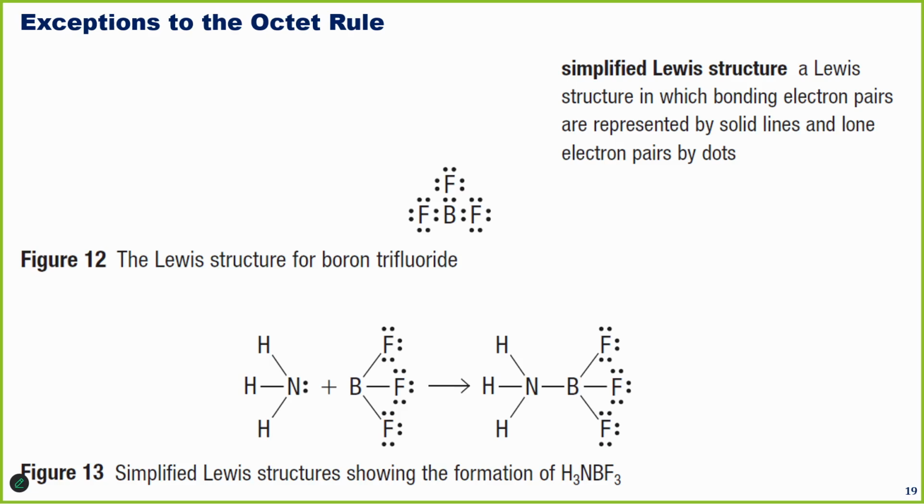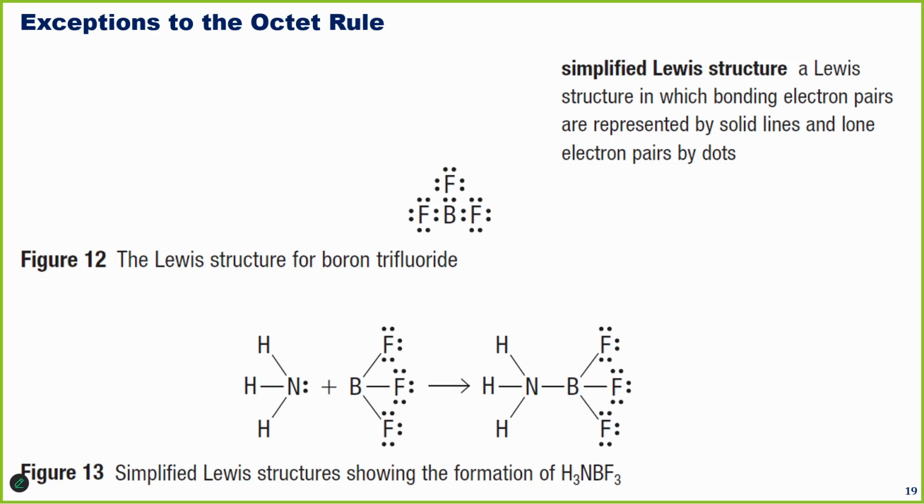The second exception applies to molecules with central items that are surrounded by more than 8 electrons. These central atoms are said to have overfilled octets. Boron, for example, forms compounds in which a boron atom has fewer than 8 electrons around it. The boron atom therefore has an underfilled octet. Boron trifluoride, or BF3, is a gas at normal temperatures and pressures, which is shown here.